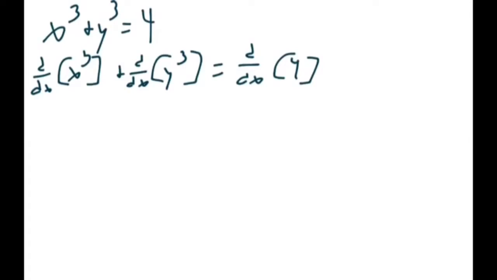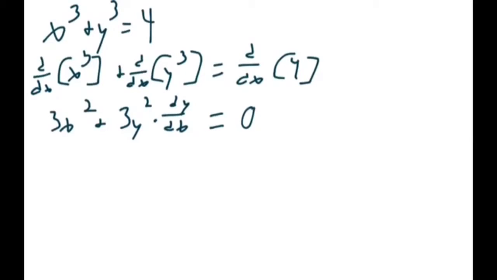So having a constant on the right side is good because we know the derivative of every constant is 0, so that's pretty simple. The derivative of x to the third is going to be 3x squared, plus the derivative of y to the third is going to be 3y squared times dy over dx.